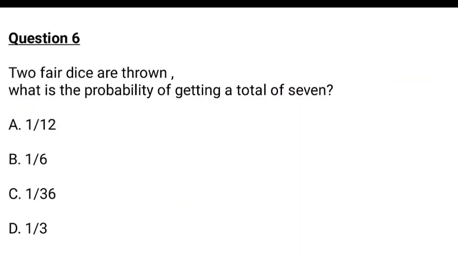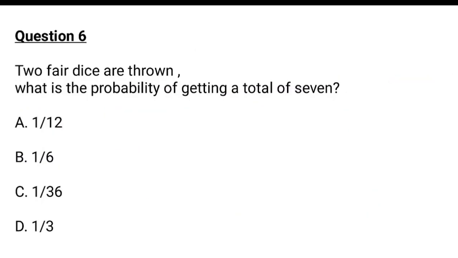All right. Question number 6. 2 fair dice are thrown. What is the probability of getting a total of 7? A total of 7. All right. We have the options here. So I would like you to pause the video, do it yourself, then come back and join us solving this together. So we have the options right here.